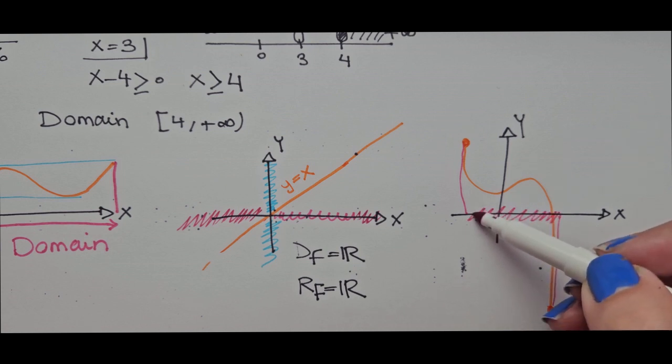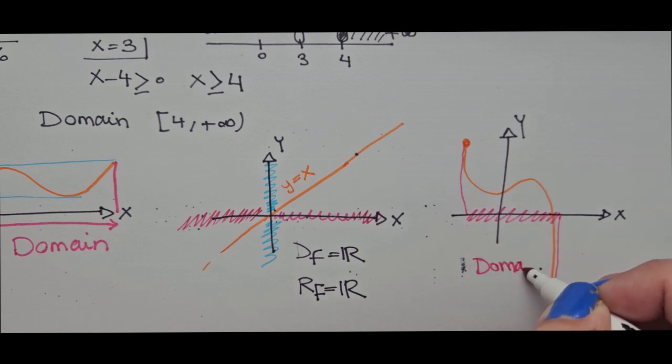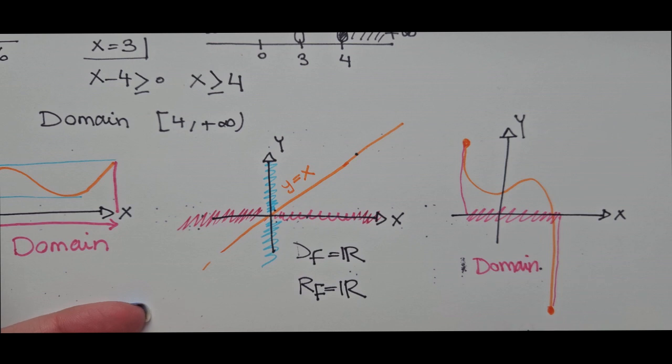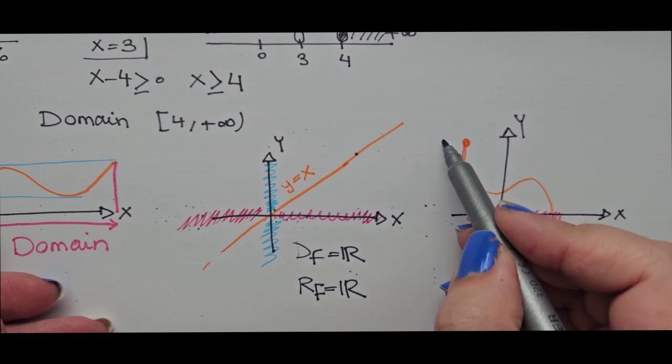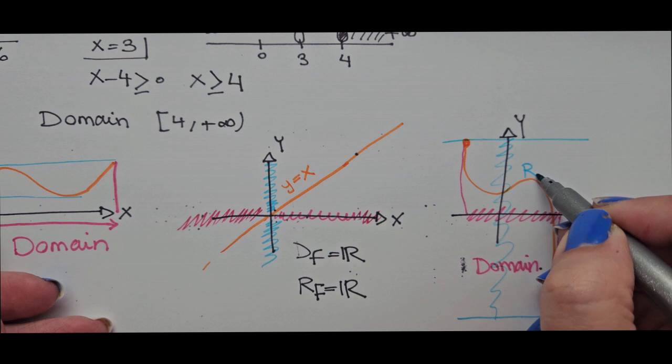These are all the accepted x values. This is your domain. And if I want to talk about the range, so if I reflect it again here on the y-axis, it would be all the way from here to here. Okay, this is your range.